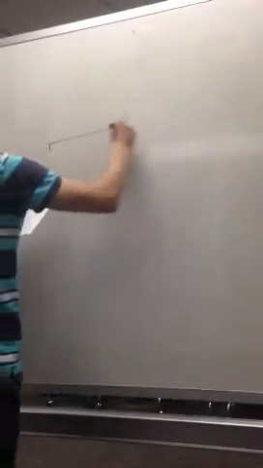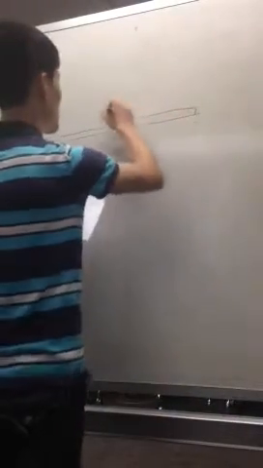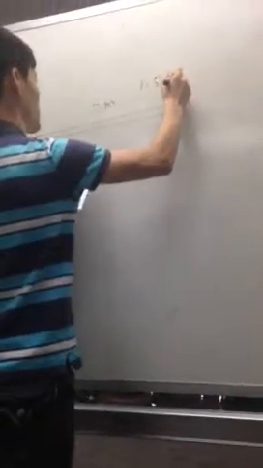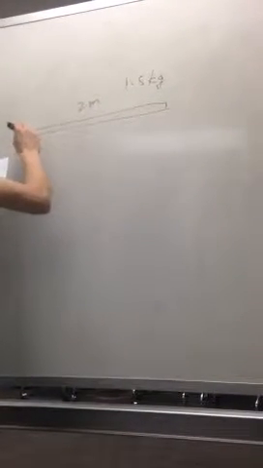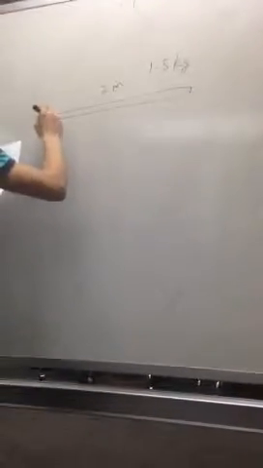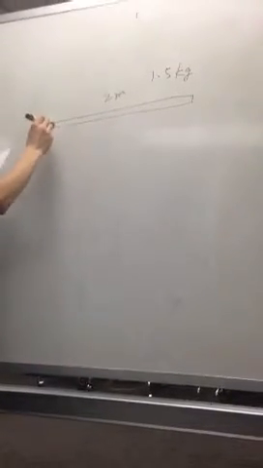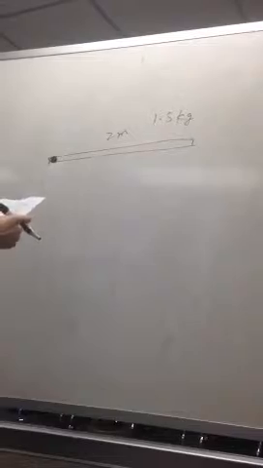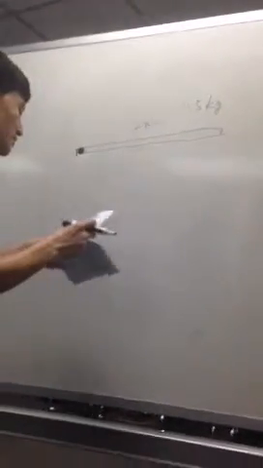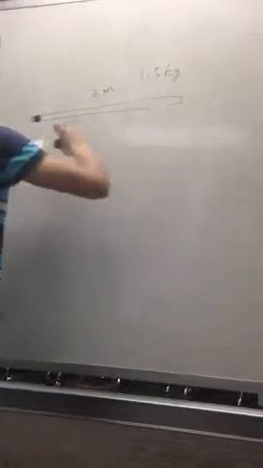And then number 12. A uniform rod is 2 meters long and it's 1.5 kilograms. The rod has an axis at one end. And then if you release it, it will go like this, right? The rod is released from rest in a horizontal position.